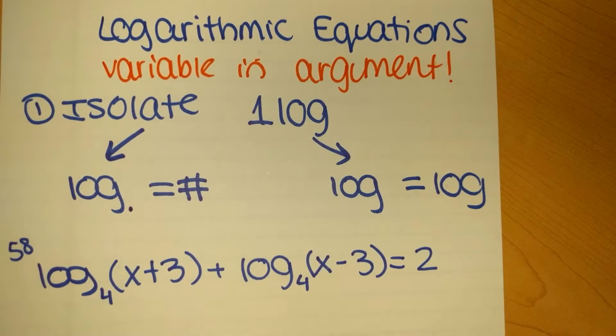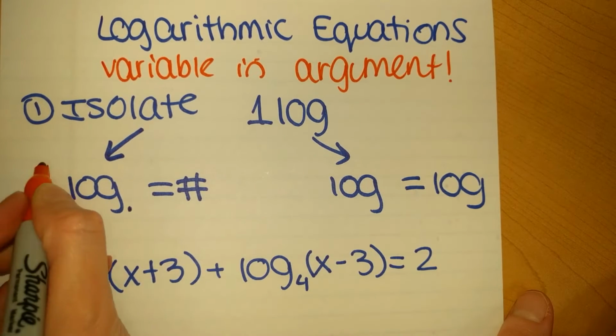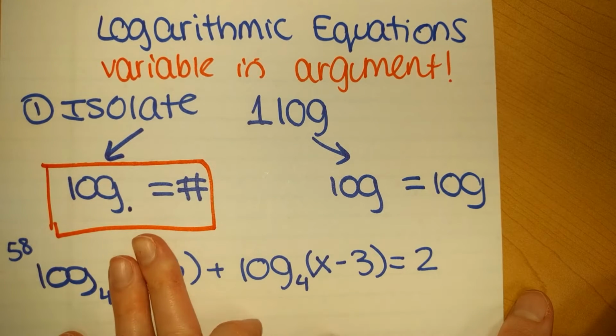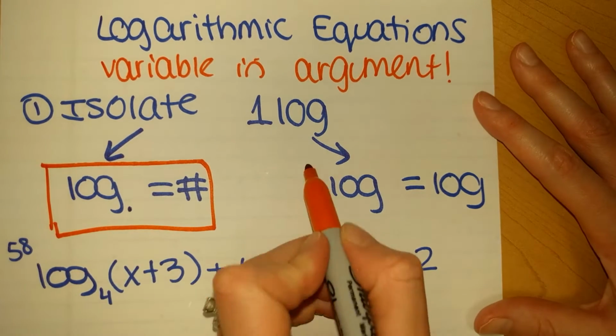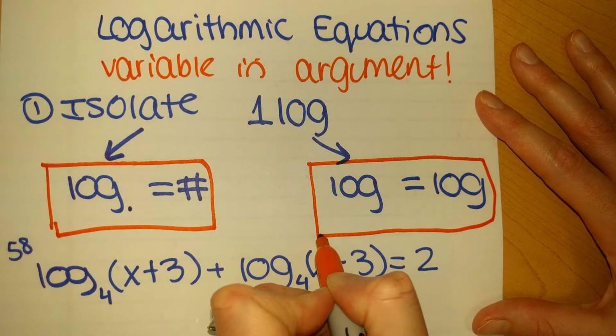All right, so for logarithmic equations, you're going to see that the variable is inside of the argument. The first step is you've got to get it as a log equal to something. In order to do that, you might have to use your log properties, but you've got to get it into one of these forms. You either have log is equal to a number, which is an appropriate form that you can then deal with, or log is equal to log.